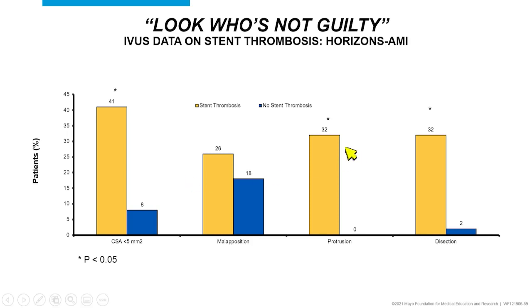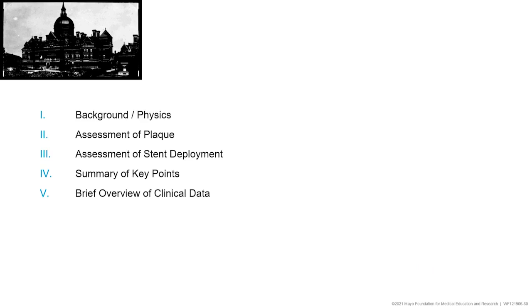This study from the Horizon CMI trial looked at these factors and their contribution to stent thrombosis, and malapposition may not be as bad as we tend to think. It seems like the other factors like low luminal cross-sectional area, tissue protrusion, dissection may be playing a bigger role in the etiology of stent problems.